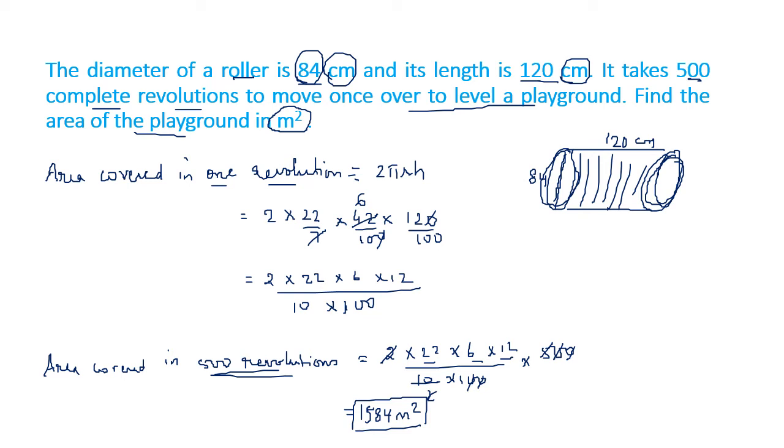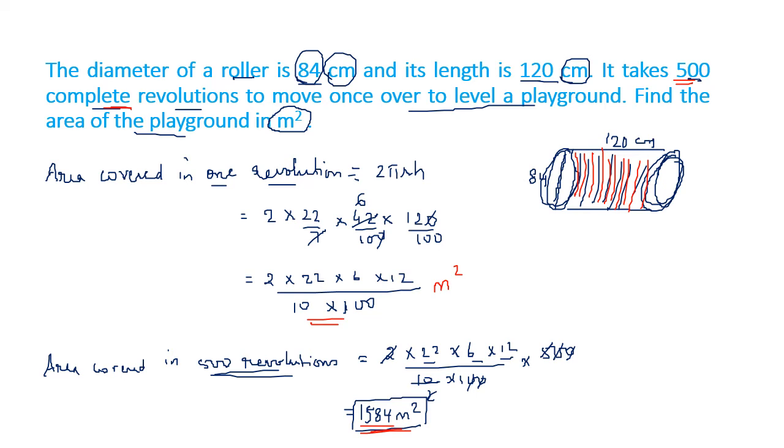So I hope you understood the sum, how we did it. The roller is rolled, so the area covered by one revolution is the curved surface area, which we got in meter square. But it takes 500 complete revolutions, so we multiply to get this answer. Are you able to understand the sum? These are all practical based sums. For these sums, what do you need to know? The curved surface area of a cylinder and the total surface area. Right now we have not done the sums regarding total surface area, but this was regarding the curved surface area.